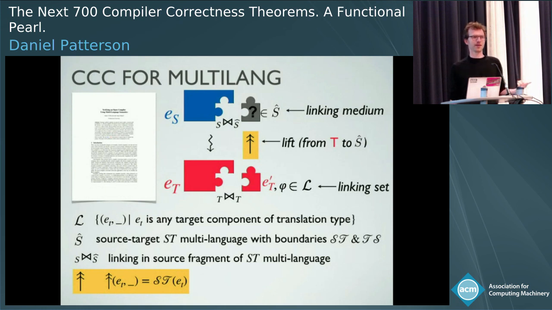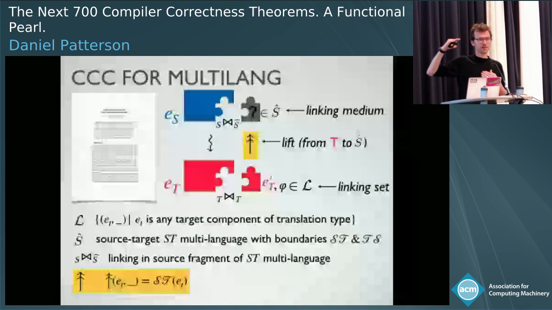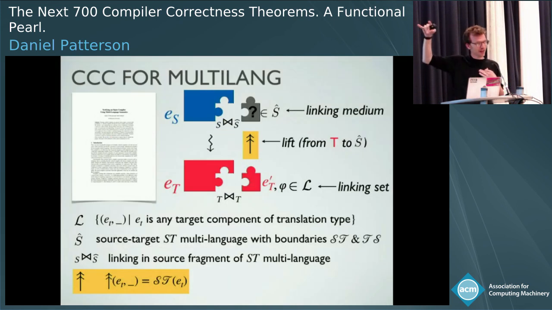What is the operational semantics of this? Is the fact that the refinement is between the semantics of this multi-language and the target, does that actually make sense? Does that make sense as a correctness statement for me?